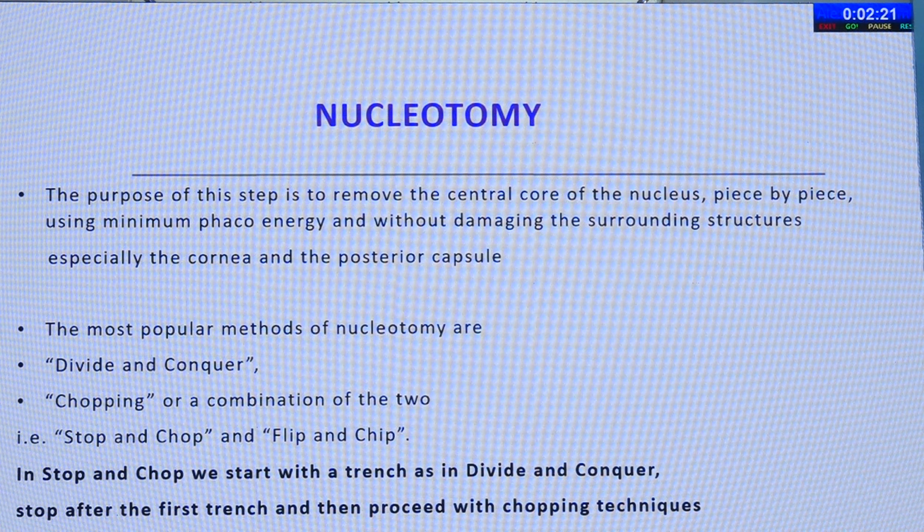Okay. So the purpose of nucleotomy is that the central core of the nucleus is to be eaten up piece by piece without damaging the cornea and the posterior capsule, and the most common methods are divide and conquer and chopping methods, or a combination of the two. Nowadays we are using stop and chop, where we start the trench, the first trench like divide and conquer, but we stop there, we rotate the nucleus and we start chopping with the different chopping techniques.